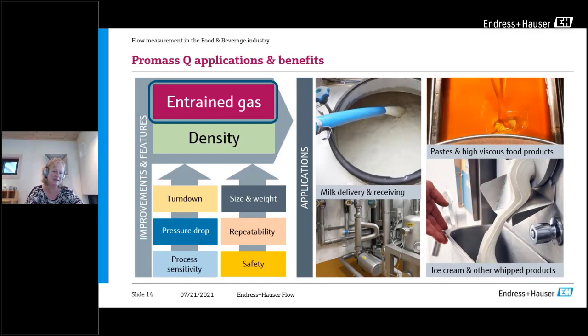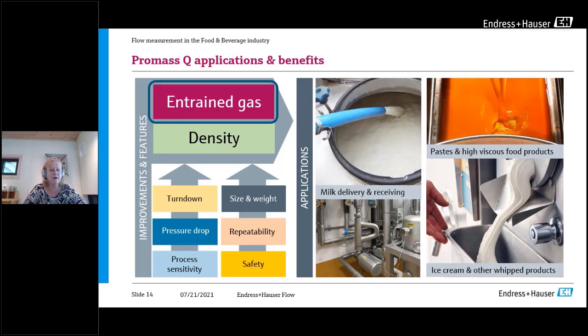So that moves on to the topic of entrained gas. There are different applications where the Promac Q is targeted. One is areas where entrained gas is part of the process unintentionally, because the liquid traps air. It could be milk in the milk receiving, for example, or highly viscous fluids where it's unavoidable that some air is mixed in and it's difficult to get out.